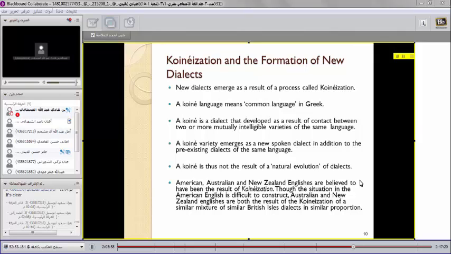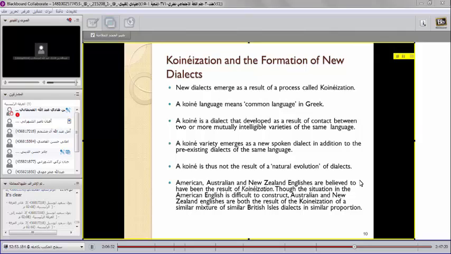Colonization and the formation of new dialects. New dialects emerge as a result of a process called colonization. Koine means common language or general language in Greek. A koine is a dialect that develops as a result of contact between two or more mutually intelligible varieties of the same language. A koine variety emerges as a new spoken dialect in addition to the pre-existing dialects of the same language.